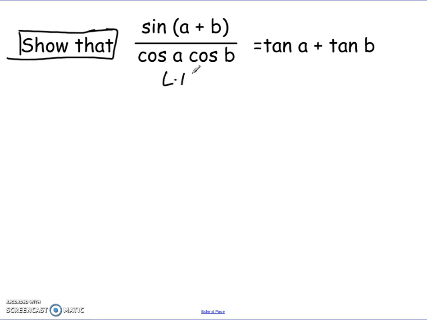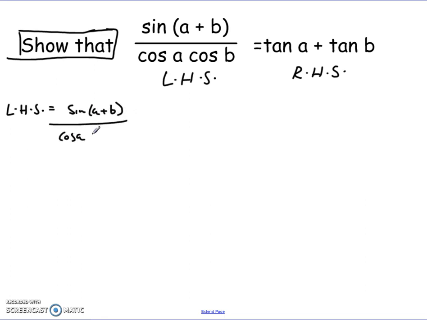So what I now want to do is show that my left-hand side and my right-hand side are equal to each other, but I cannot assume at the start that it holds. I can't assume to begin with it holds. I have to work it through. Start with the left-hand side. So in this case, I'm going to start with sine of a plus b over cos a cos b. I'm going to take this part, work it through, and get to this bit. Remember, you can't assume this works, so ignore it for the time being.